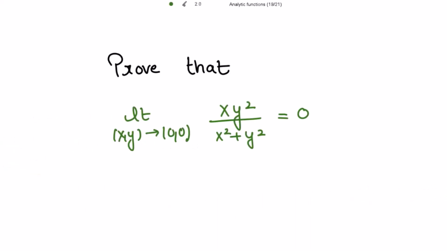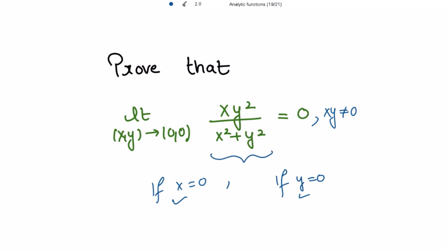The limit as (x, y) tends to (0, 0) of x y squared divided by x squared plus y squared equals 0. Now here, if x is equal to 0, then there is nothing to prove. And if y is equal to 0, then also there is nothing to prove, right? So here we have to mention that xy cannot be equal to 0. Because if either of them is equal to 0, then there is nothing to prove, right?